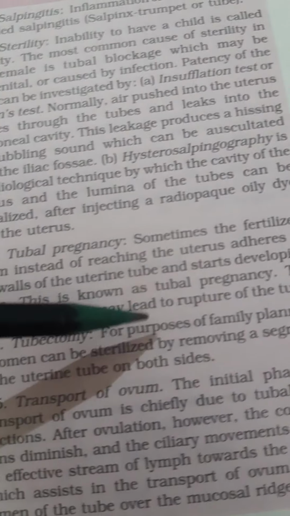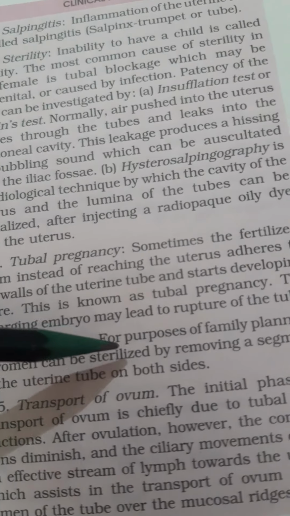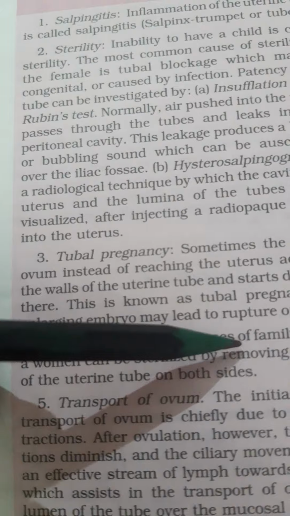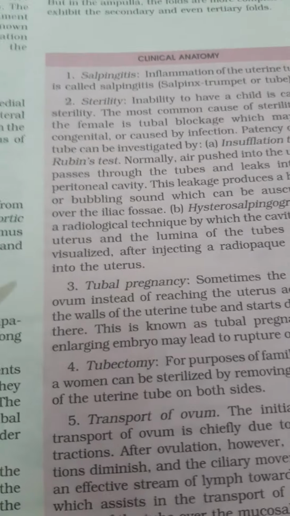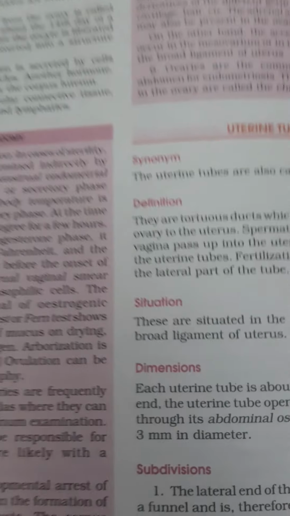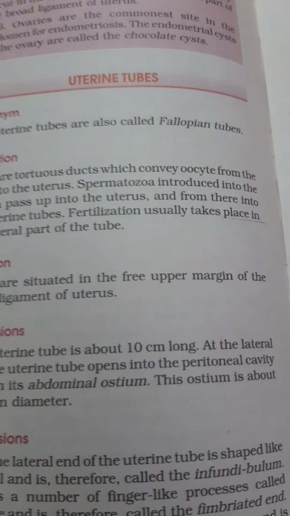Next, tubectomy. For the purpose of family planning, a woman can be sterilized by removing a segment of the uterine tube on both sides. This you will study later. So this is all about the uterine tubes and the clinical anatomy of the ovaries. If you don't understand anything, you can call me and ask your queries.